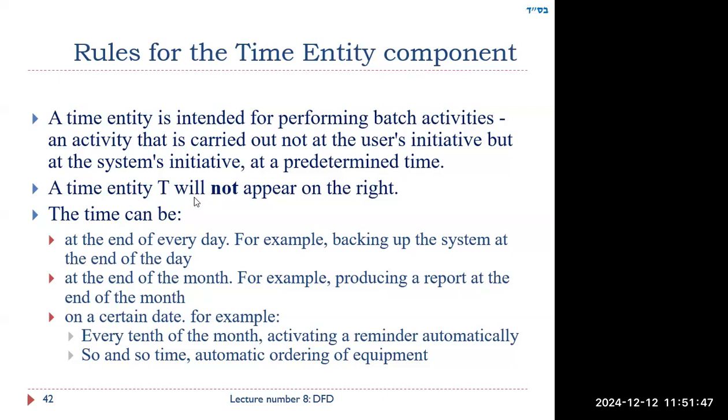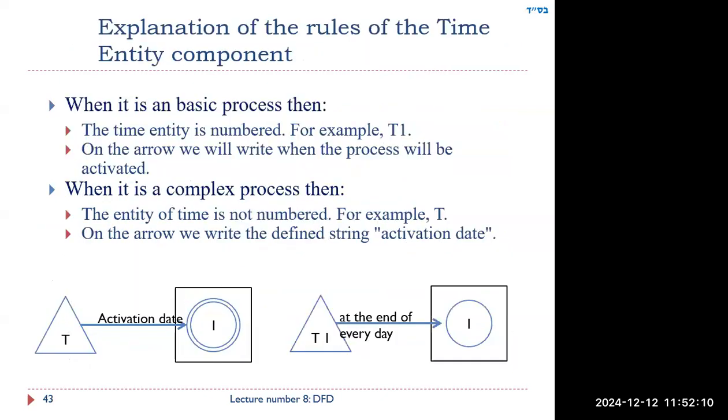At a predetermined time. A time entity will not appear on the right side, because the time entity will never receive information. Time entity can only give information. The time could be at the end of every day, at the end of every month, for a certain time, at a certain time, the 10th of the month. On my birthday.